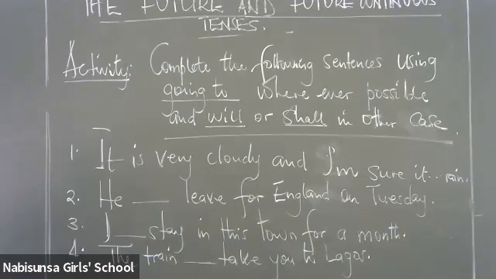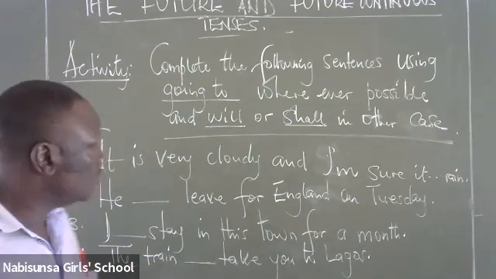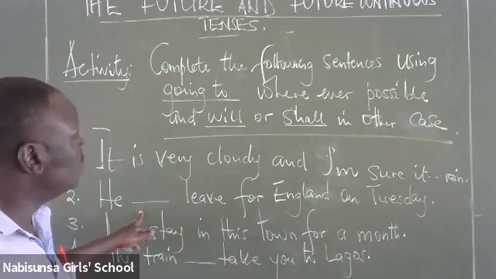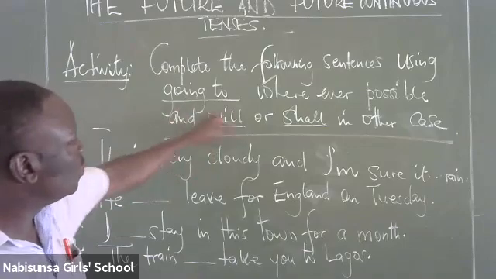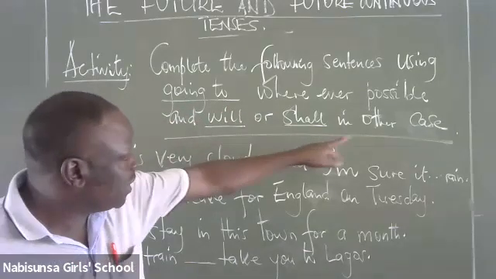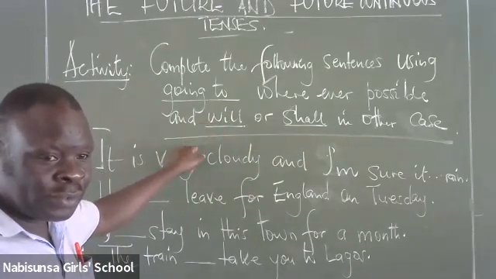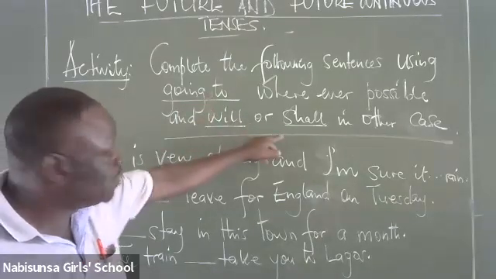Have we finished? They are saying "going to" wherever possible, and "will" or "shall" in other cases. So where "going to" goes, you use "going to." And then "will," where it does not go, then you choose between the two.